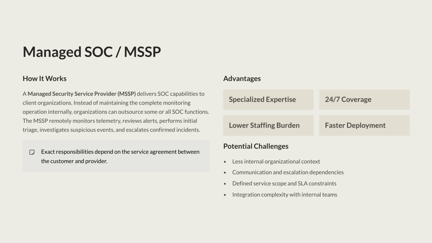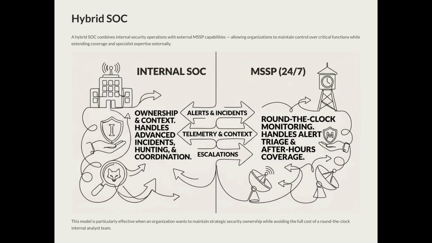An organization might maintain its own internal security team while using an MSSP for continuous monitoring or after hours coverage. The MSSP could perform initial alert triage and escalation, while the internal team handles advanced investigations, threat hunting, containment decisions, and coordination with other internal teams. In practice, hybrid environments can work very well because they combine external coverage with internal organizational knowledge. Regardless of the operating model, the fundamental SOC workflow remains similar.